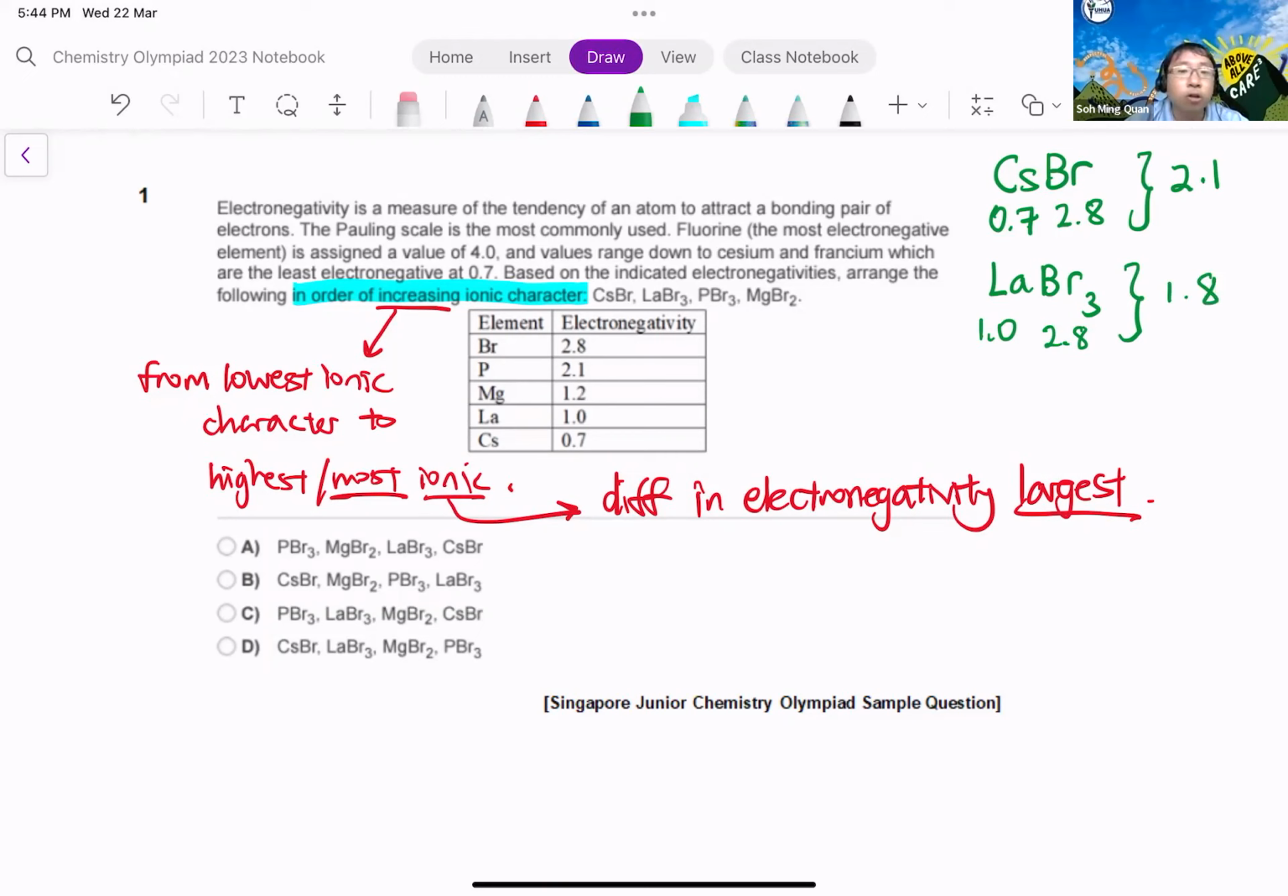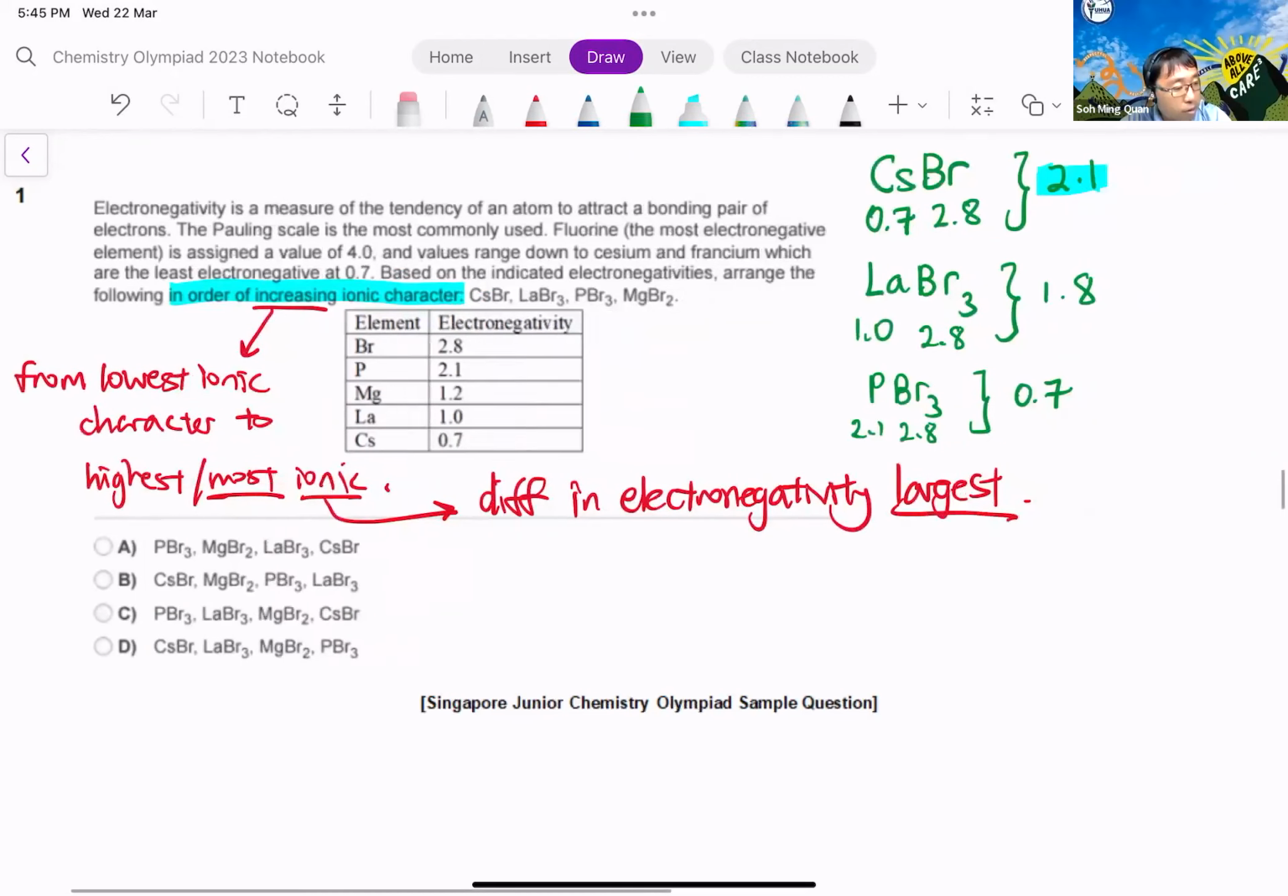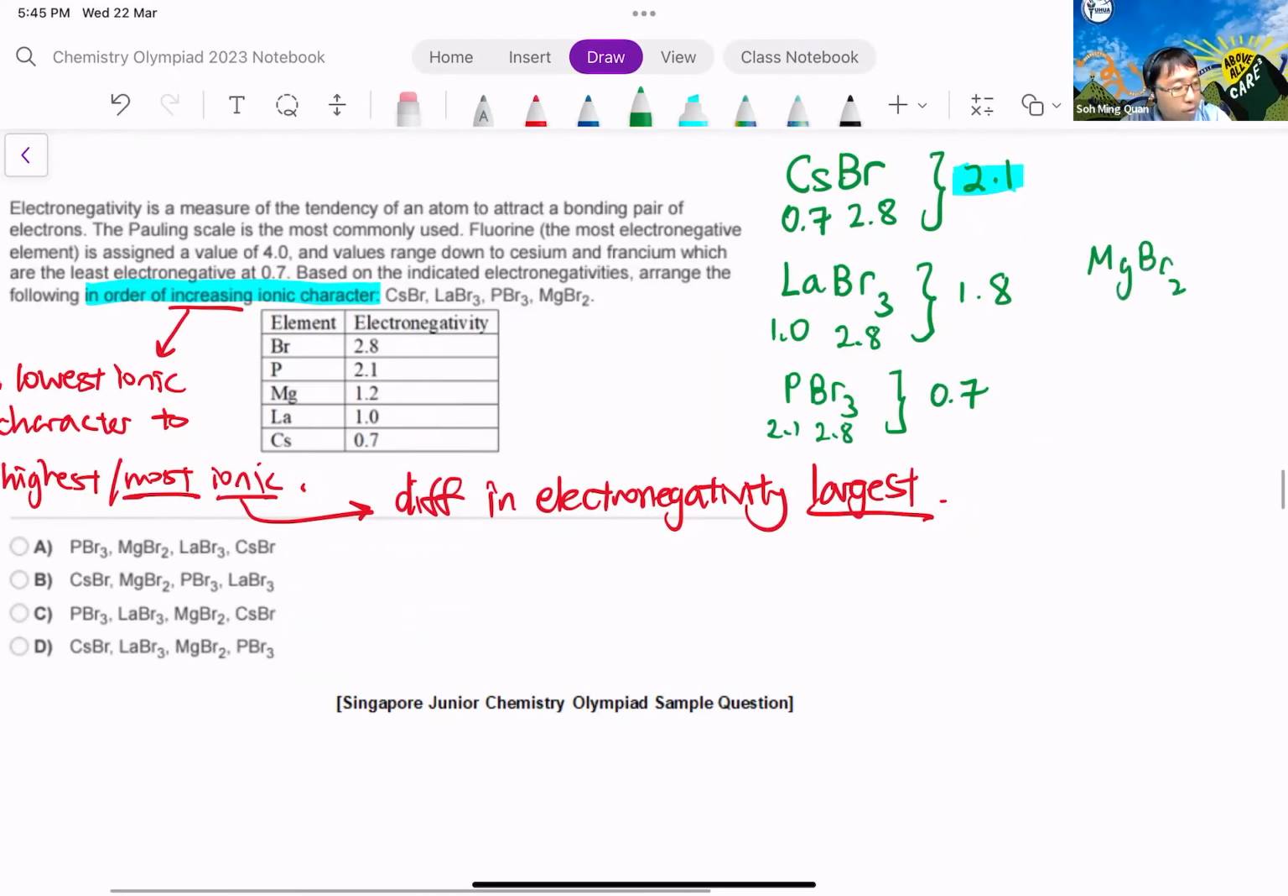So what can you say? Which one is more ionic, cesium bromide or lanthanum bromide? The one that's more ionic must have the bigger difference. The bigger difference is cesium bromide. Therefore, cesium bromide is more ionic in character. So we can go on: PBr3, phosphorus tribromide. P is 2.1, bromine 2.8, so the difference is 0.7. Finally, MgBr2, magnesium bromide. Mg is 1.2, bromine 2.8. 2.8 minus 1.2 is 1.6.